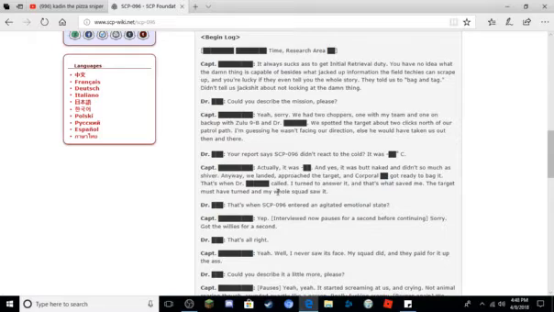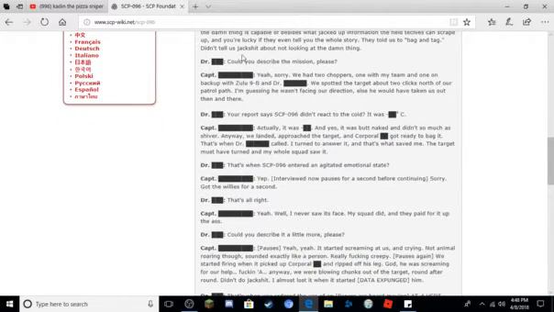Time, research area. It always sucks, but to get into triple duty, you have no idea what the thing is capable of besides what jacked up information the field technicians can scrape up, and you're lucky if they even tell you the whole story. They told us to bag and tag, didn't tell us jack about not looking at the darn thingy.